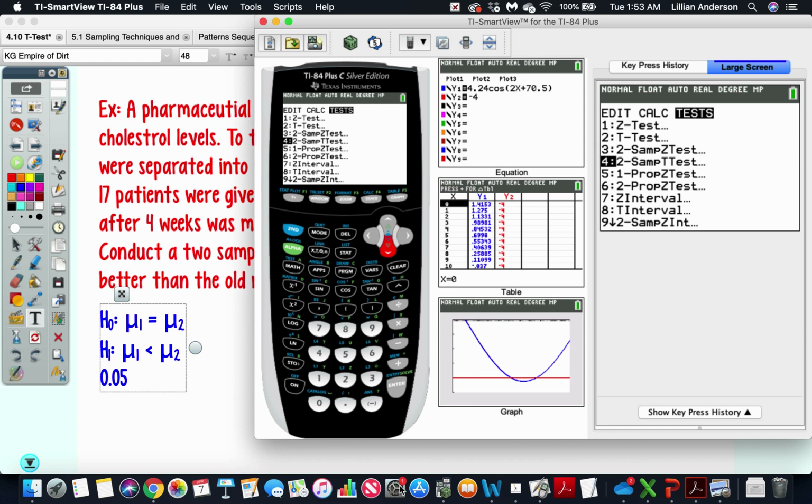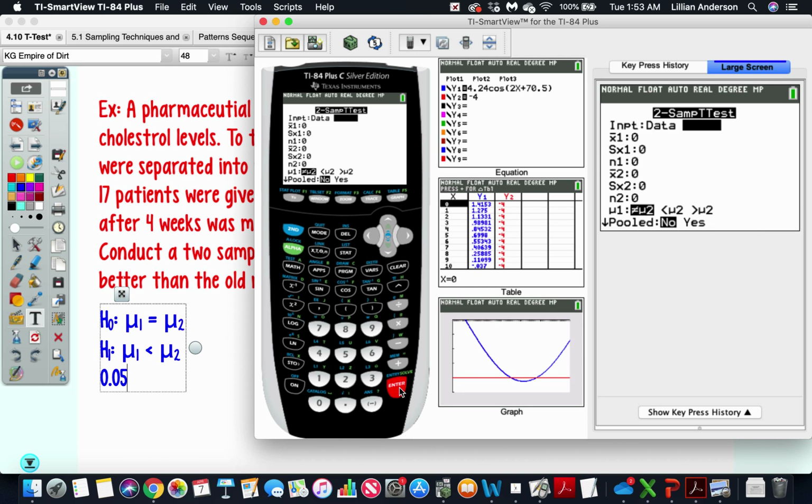I'm about to have us all types of messed up. So anytime you have two pieces of data, you want to use a two-sample t-test. It's still stats, and as you can see, your options are x bar 1, sx1, n1, x bar 2, sx2, n2, which basically represents your two pieces of data.